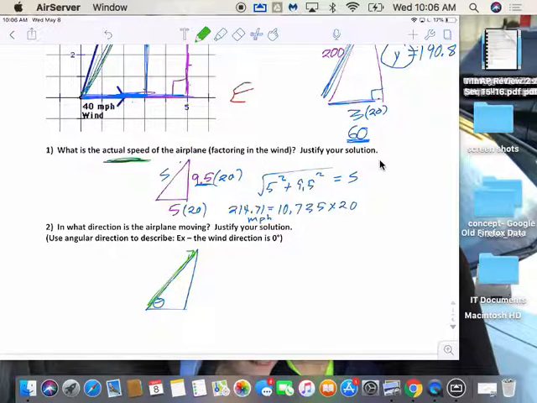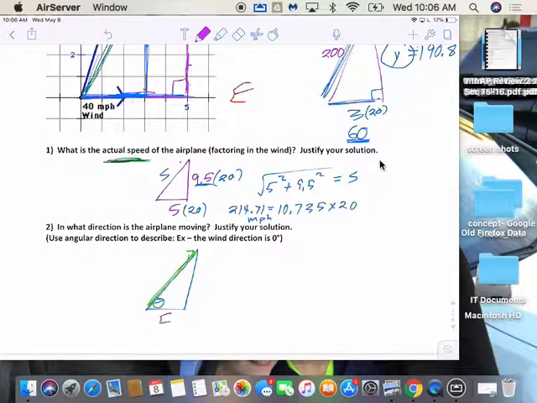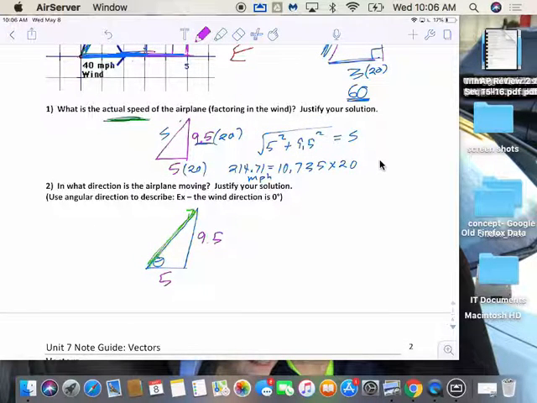That's what I'm finding. We know this is 5 units over and 9.5 units up, roughly. That's not the actual miles per hour. We'd multiply by 20 if we needed to. But either way, we can find that angle, the direction that it's traveling at, and it's always from 0. So the wind direction is from 0 degrees.